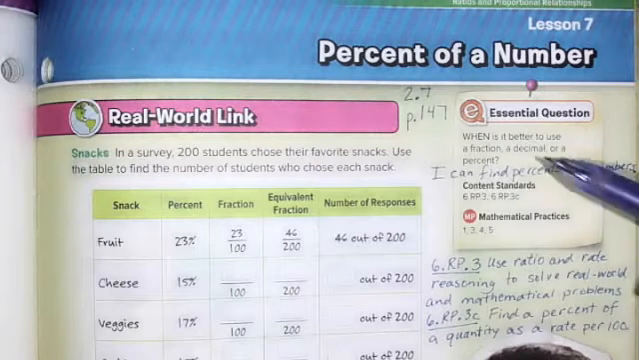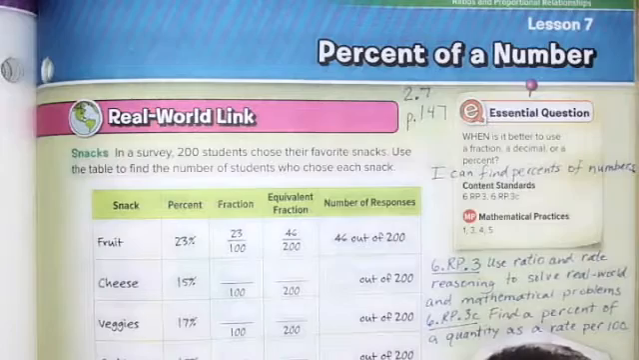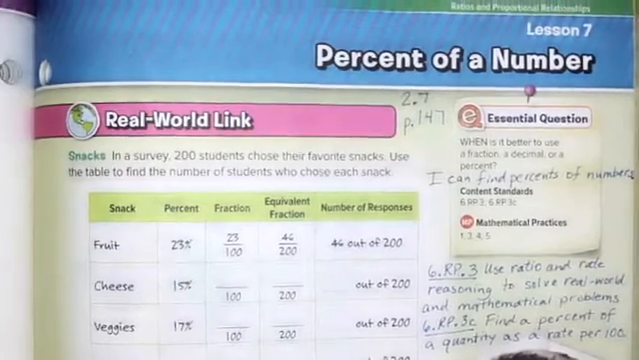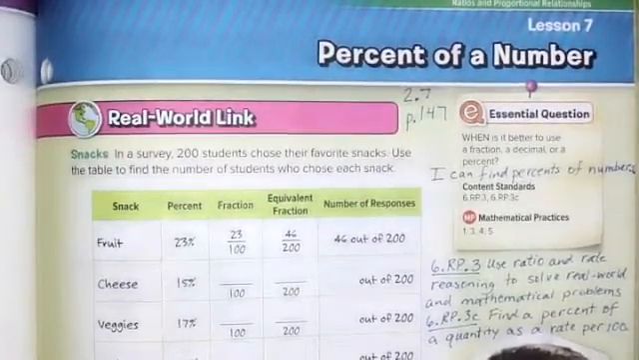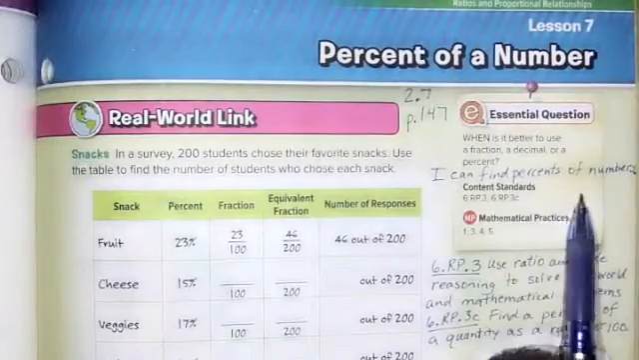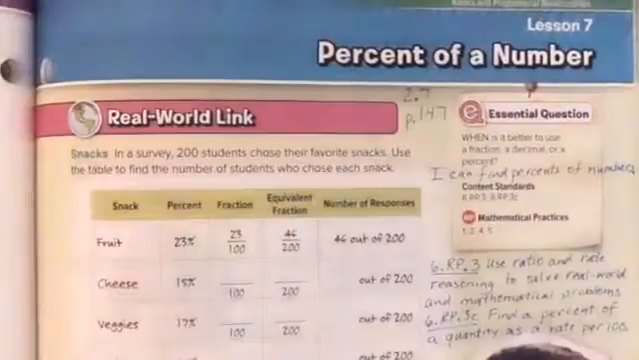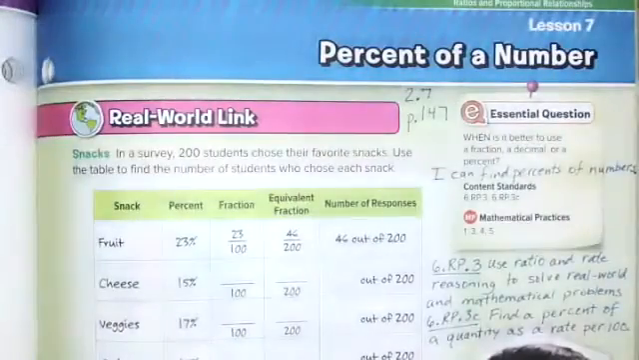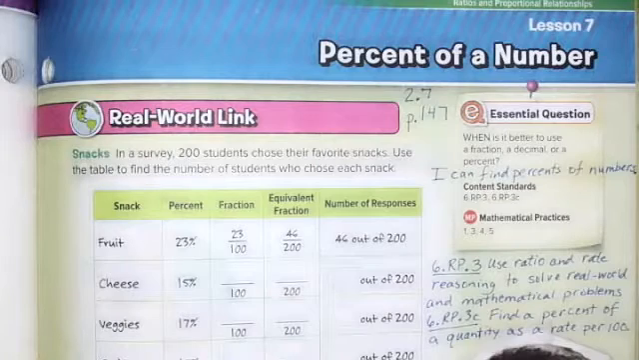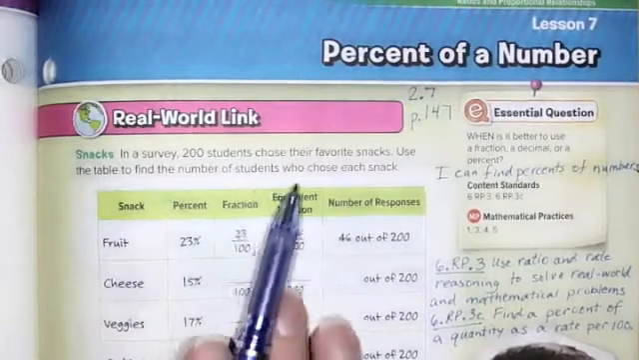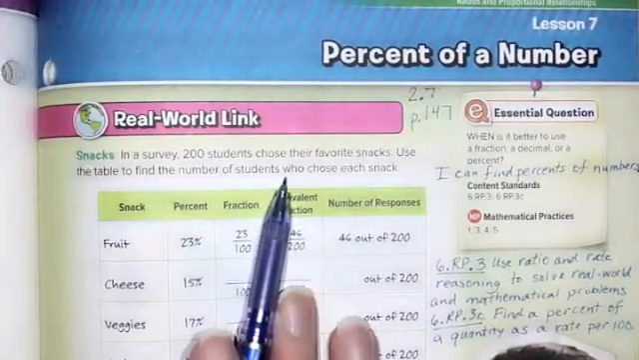Today we're working in Chapter 2, Lesson 7. We are on page 147. Our learning target today is that we will be able to find percents of numbers, and the content standards are use ratio and rate reasoning to solve real world and mathematical problems, and find a percent of a quantity as a rate per 100. So in a survey, 2,000 students chose their favorite snacks.